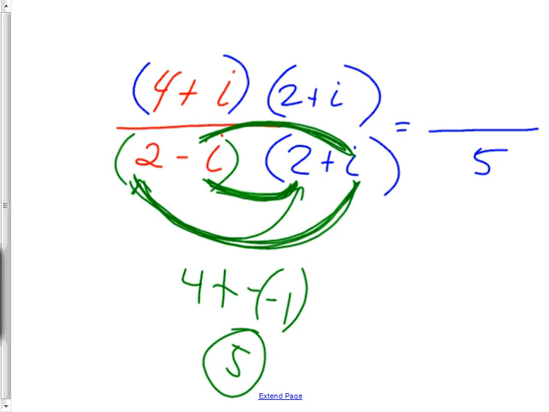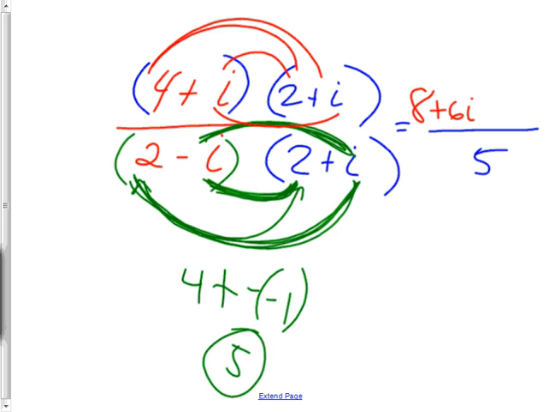So, did you get first 4 times 2 is 8. Outside 4i, inside 2i makes 6i, and last makes i squared. Ooh, wait a minute. Maybe I should make that a negative 1. Put it with the 8. Now it's 7 plus 6i. Raise your hand if you had 7 plus 6i. All right, good. What was any better about the final answer than the first answer? Doesn't have a square root in the denominator.